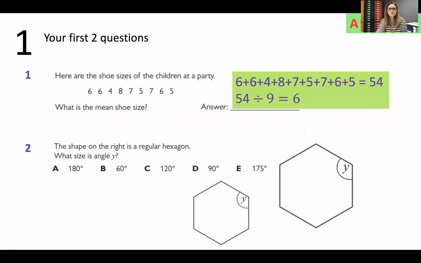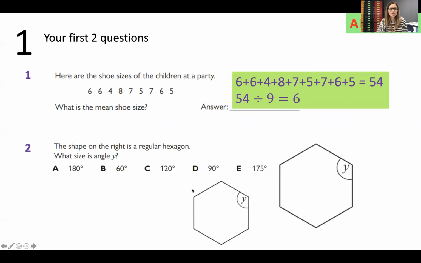And then it does actually end up being 6, because if you sum the numbers, you get 54. You divide by the number of numbers. There are 9 numbers here, so we divide by 9. That gives us our answer of 6. But if you get an answer of 54, let's say you forget to divide it by 9, then you're going to know, well, I can't possibly have a shoe size as big as 54. I must have made a mistake. Oh yes, I forgot to divide by 9.